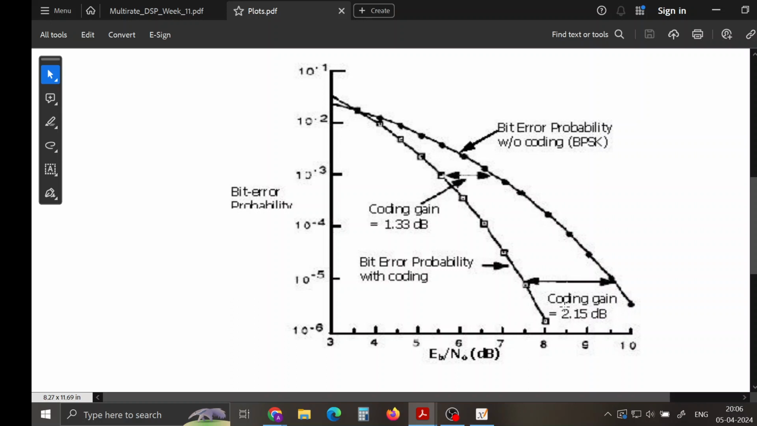So at the higher SNR, you have a coding gain of 2.15 dB. So that's a significant improvement. So that's why in our question we have been given different choices of the codes, right, with different rates, k by n ratio.